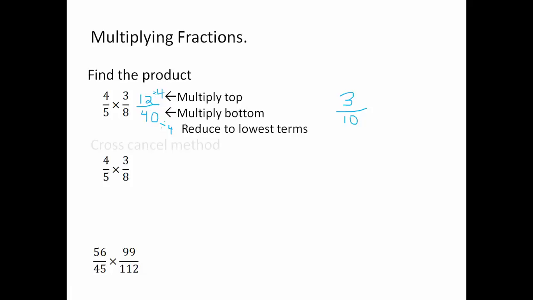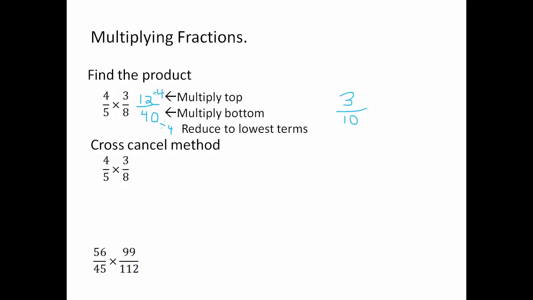There is another method, though, called the cross-canceling method. The only difference between this method and the previous one is that we try to do our reducing to lowest terms up front. Now you might ask, why would I need a different method if I already have one that works? The reason is that the cross-canceling method can make things a lot easier if you have big numbers. If you don't, you can go ahead and use the first method because it is a bit easier to remember.